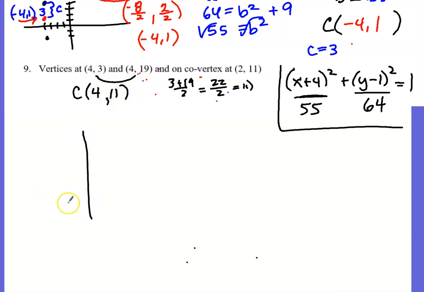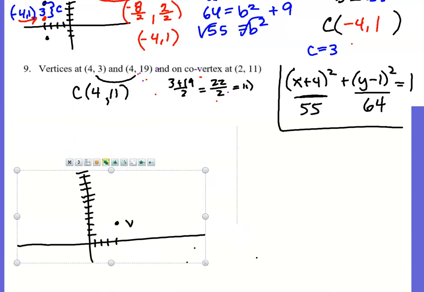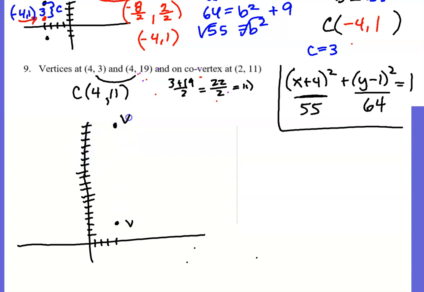Again, if it were me, I would be doing a drawing. So 1, 2, 3, 4, 1, 2, 3. So there's my one vertex. And then 4, I'm going to run out of room. I'm going to scoot this down a little bit. Okay, because I have to go up to 19. So 1, 2, 3, 4, 5, 6, 7, 8, 9, 10, 11, 12, 13, 14, 15, 16, 17, 18, 19. Whew, okay. So there's my other vertex.